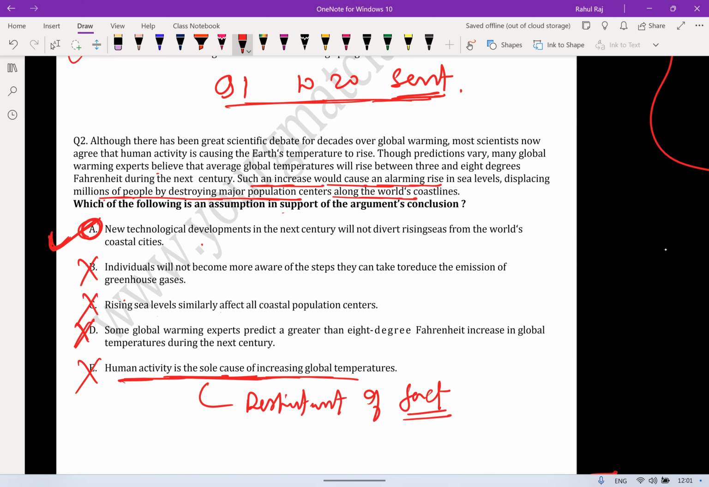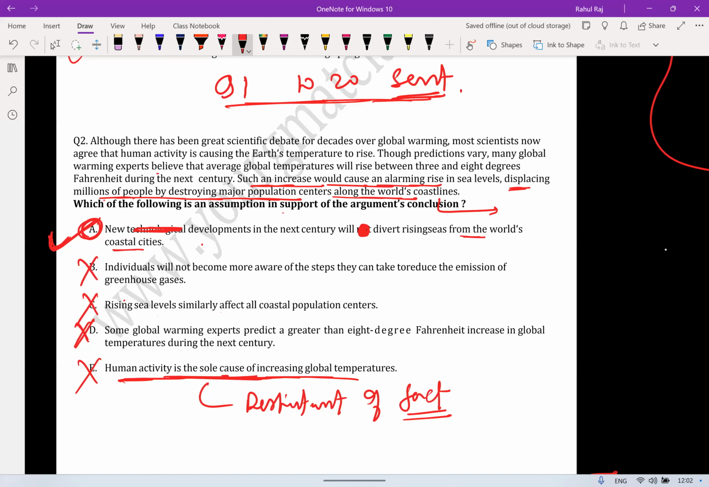The question is, which of the following is an assumption in the support of an argument conclusion? Imagine I read statement number 1. New developments in the next century will divert. I'm negating it. Rising seas from the world coastal city. If we divert rising sea from the world coastal city, don't you feel that again, the people will not be displaced? Simple logic. What is your conclusion saying? That such an increase would cause alarming rise in the sea level, displacing millions of people. Now, when I say new development in the next century will divert the rising sea, if it diverts the rising sea, then do you really feel that you need to be displaced? No.